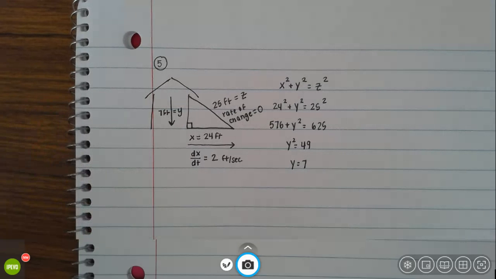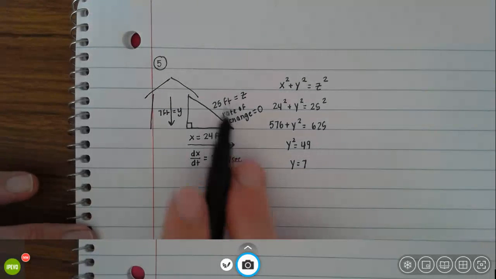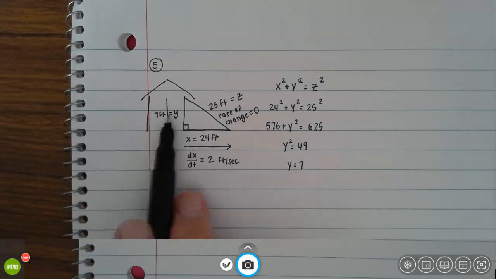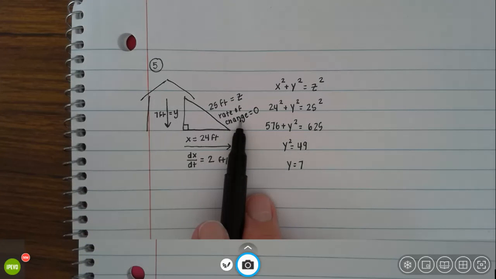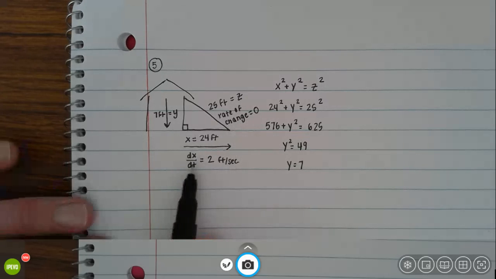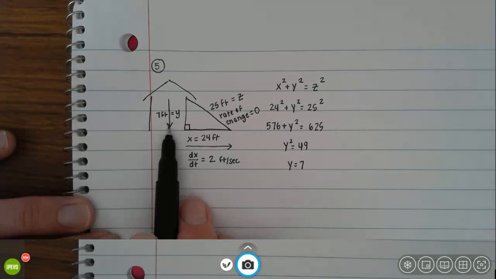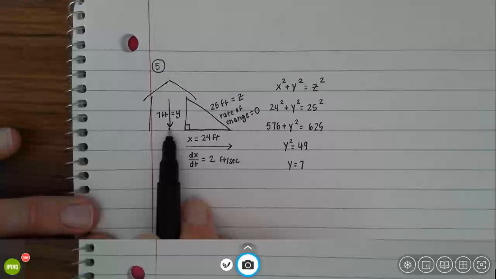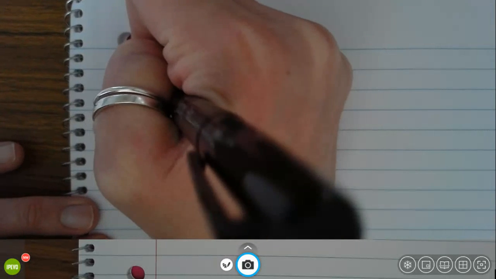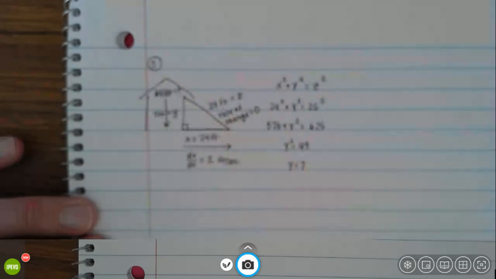Okay, so then we need a formula that's going to relate all of this. So we know we have an X, we know we have a Y, we know we have a Z, we have a rate of change of Z, which I'm going to call dz dt, and we have a dx dt. What we're looking for is the rate of change at which the top of the ladder is sliding down the house. So what we are actually looking for is dy dt. We don't know what this rate of change is. That's what we want to know.